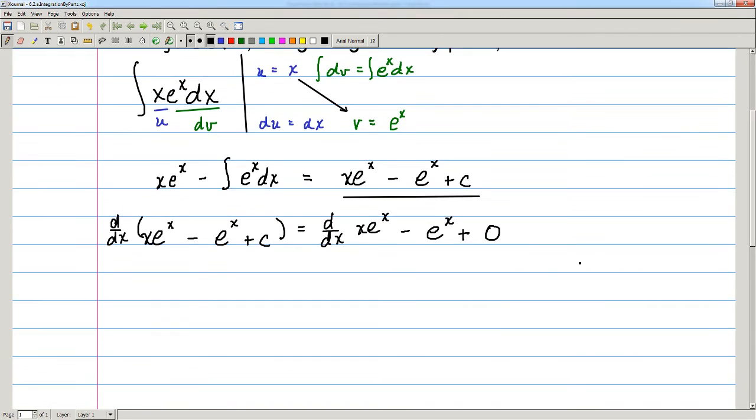To differentiate this first term, however, we're going to have to use the product rule. This will always occur. We'll need the derivative of the first factor times the second plus the first times the derivative of the second, plus 0. Notice that these two terms will add up to 0, leaving us with the product x times e to the x, which was our integrand.